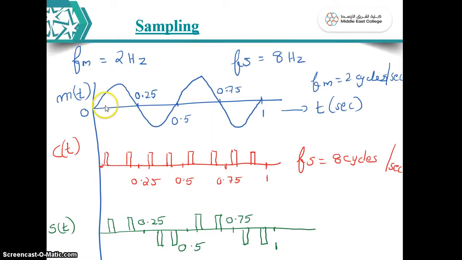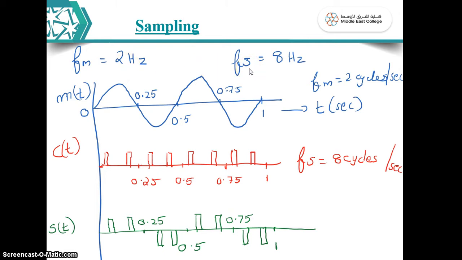So here we have shown the message signal m(t). See here, Fm is 2 Hz. That means in 1 second there are 2 cycles. So message frequency is taken as 2 Hz. Message frequency means the message signal may contain different frequencies; in that case, take the highest frequency of that signal. So here only one frequency is shown, and so I have taken it as 2 Hz, just as an example.